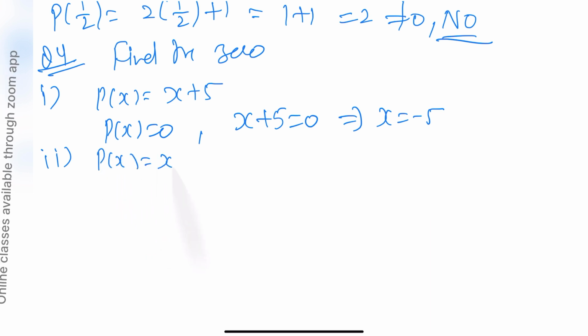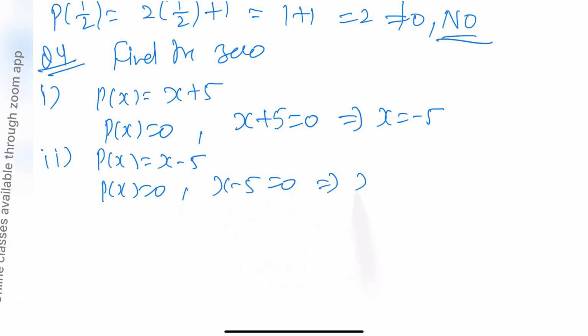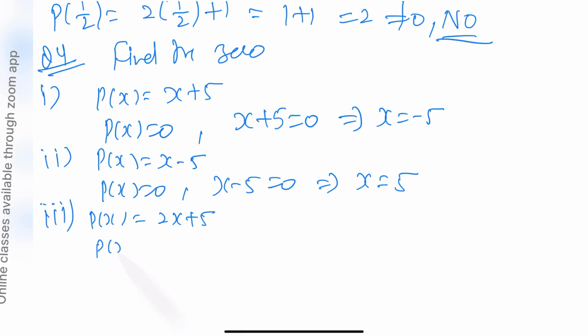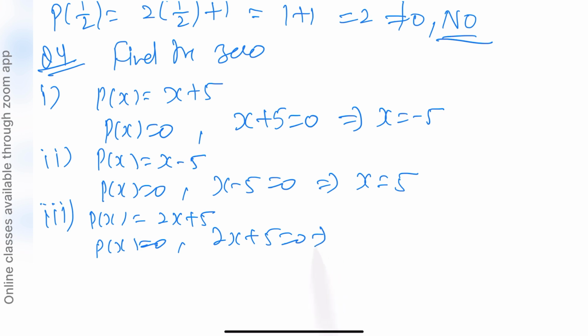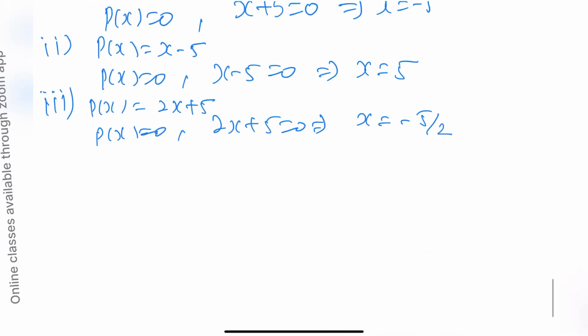And the second part is P of x is equal to x minus 5. Put P of x is equal to 0. So it means x minus 5 is equal to 0. So x is equal to 5. Third part is P of x is equal to 2x plus 5. Putting P of x is equal to 0, so it means 2x plus 5 is equal to 0. So it means x is equal to minus 5 by 2. Just solving the equation, finding the value of x, will get the 0 of the given polynomial.